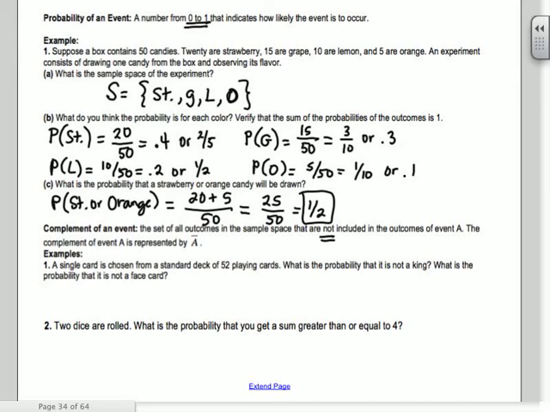Okay, so it says a single card is chosen from a standard deck of 52 playing cards. What is the probability that it is not a king? So if we have 52 cards, how many kings are in that deck? 4. Yeah, these are kind of hard. I don't usually put card problems on the test because some people don't play cards. Some people don't know how many aces or how many hearts there are. Okay, so there's 4 kings.